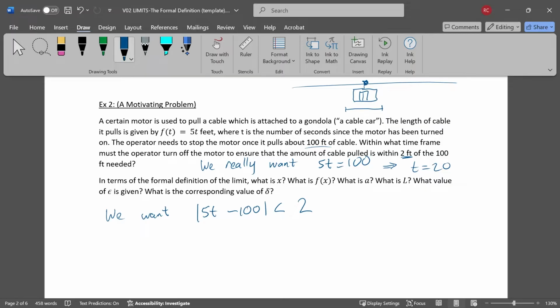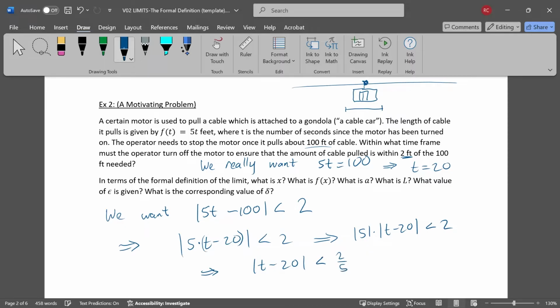Now, I want to figure out some way to solve for t here using this inequality. And the first thing I realize is I can factor out a 5, get 5 times t minus 20, absolute value is less than 2. And I can split up that absolute value on the product. And now I just divide by the 5. The absolute value of 5 is 5. So this becomes the absolute value of t minus 20 is less than 2/5.